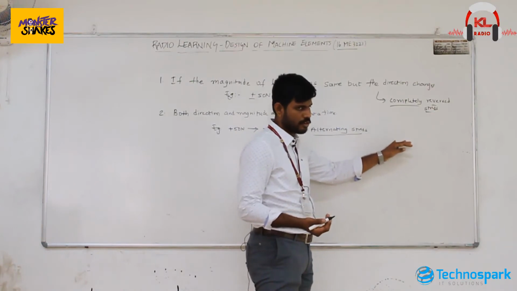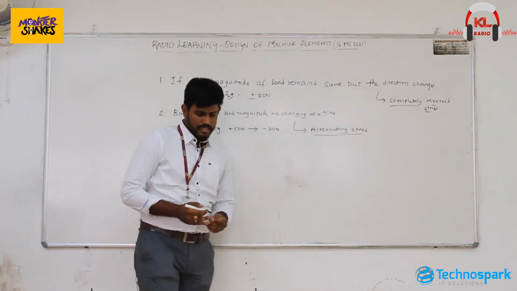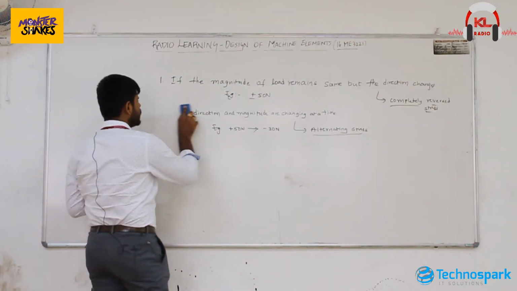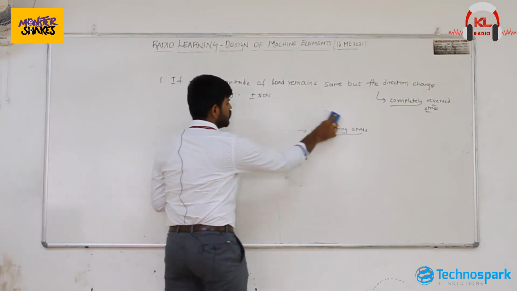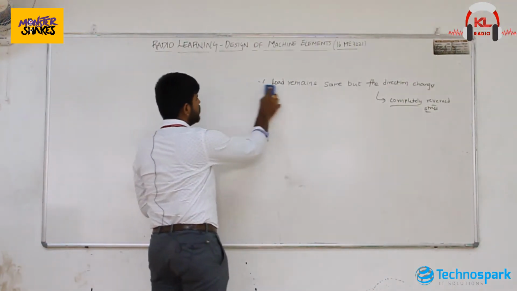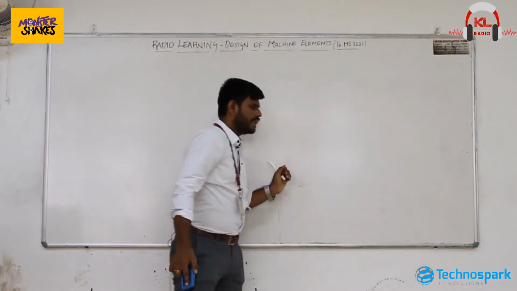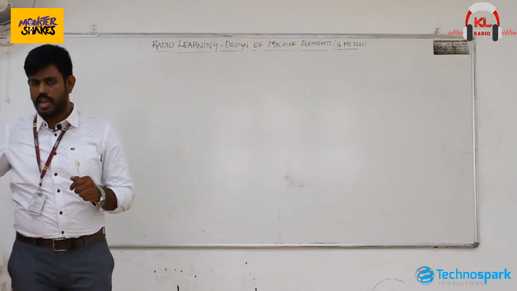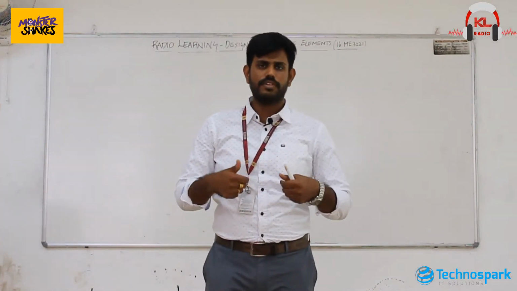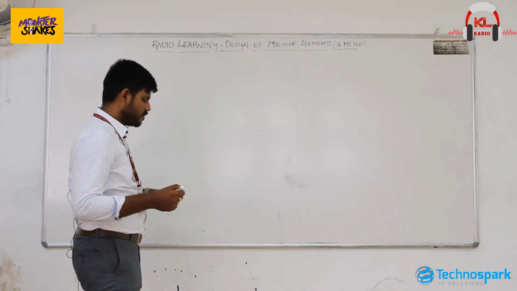So what are the steps to be followed in completely reversed stress and in alternating stress? Okay. When it comes to completely reversed stress, as I told you, there is the rotating beam specimen test, which is used to find the endurance limit of a particular mechanical machine element. For example, a shaft, because it will be rotating and subjected to completely reversed stresses.